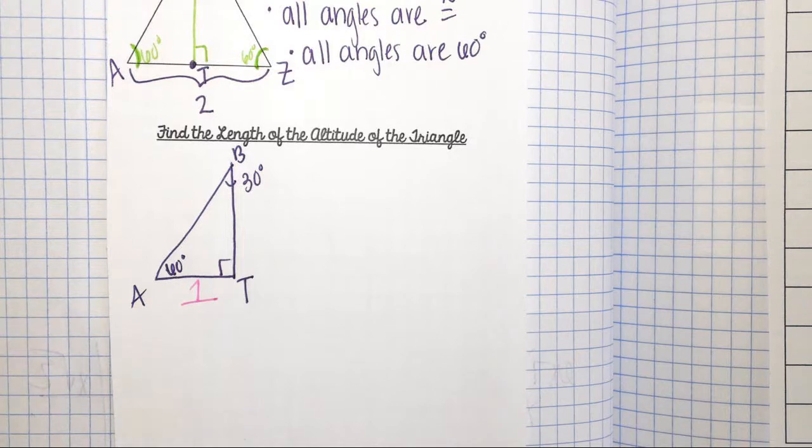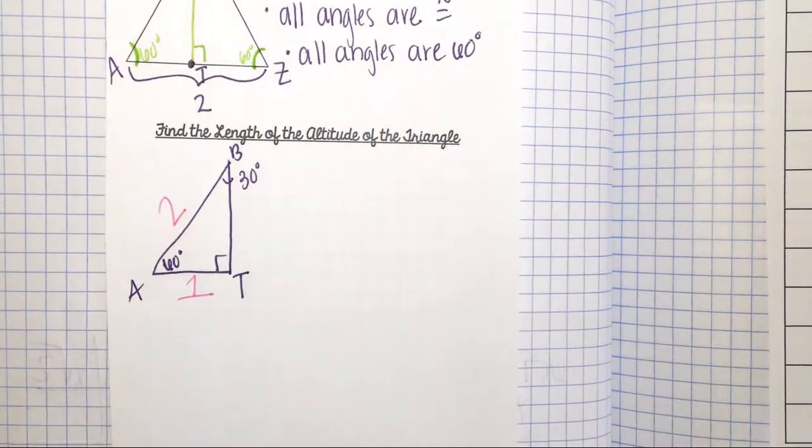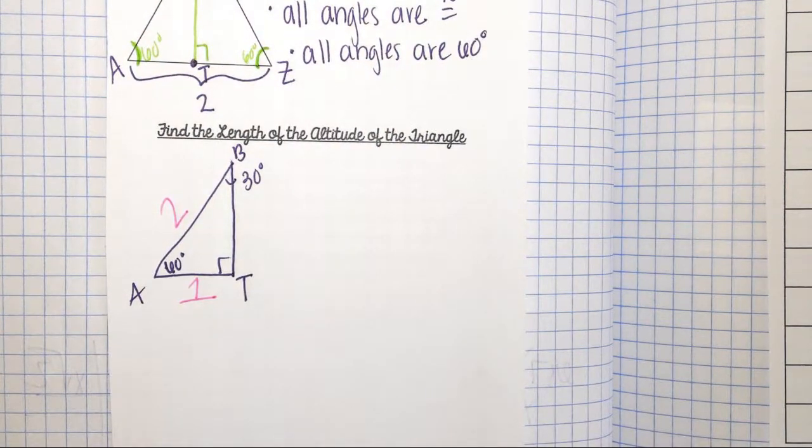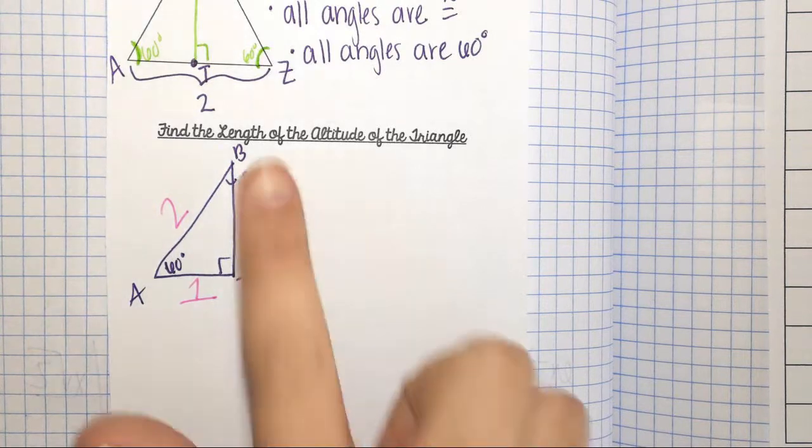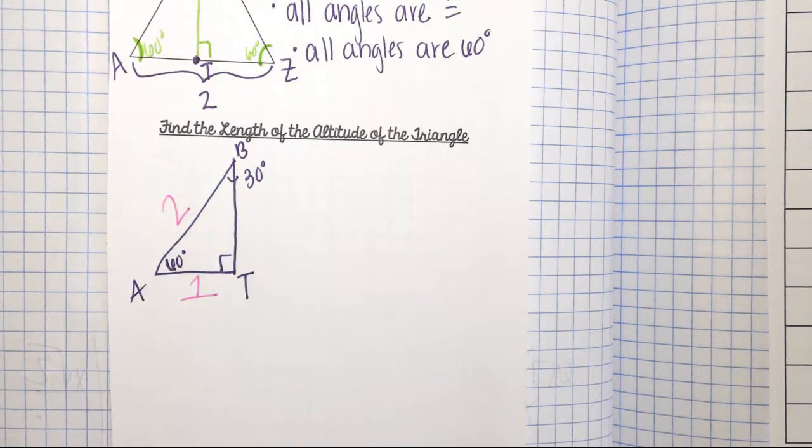Yes, it's 2. Why do you know that? Because it's an equilateral triangle and all the sides are equal. Fantastic. Yes. All right, now, how would we find BT?